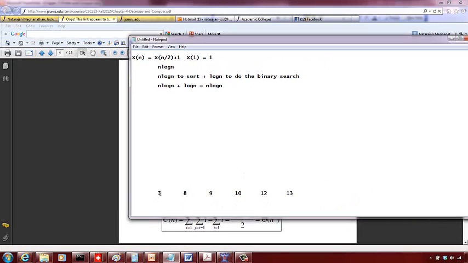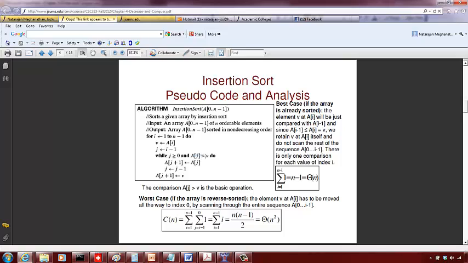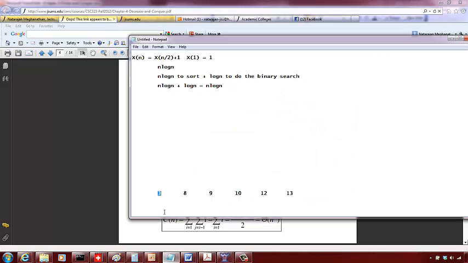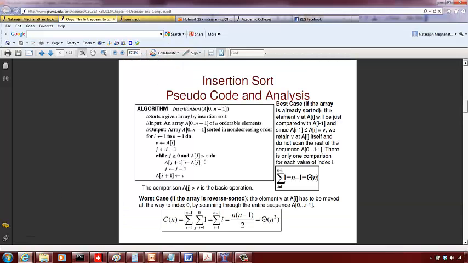So this is the sorted portion. We try to see where 8 could be inserted, but 3 is less than 8, which means this condition is violated, right? So 8 has to be here. Then we check where 9 could be inserted, and since again 8 is less than 9, 9 has to be there. By the way, this a of j greater than v is really our basic operation. This comparison that we do here is the basic operation.